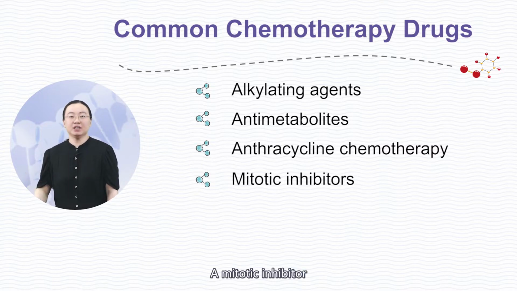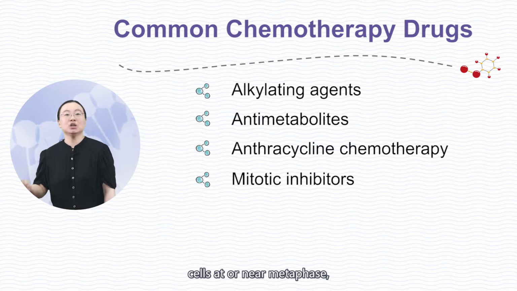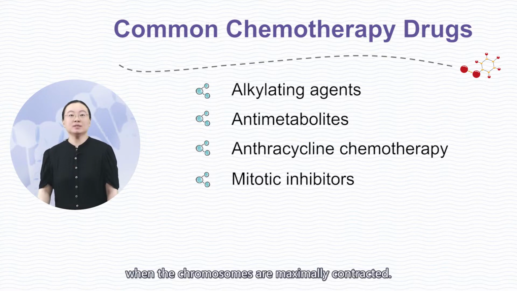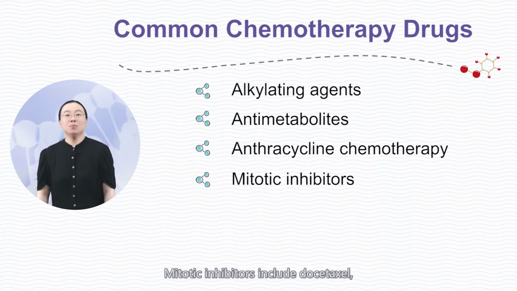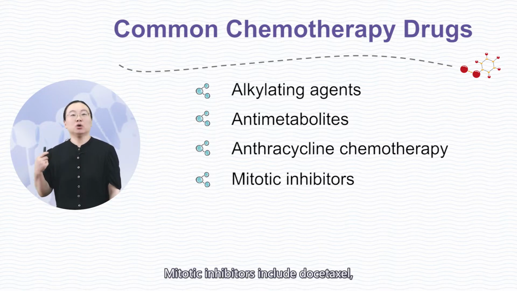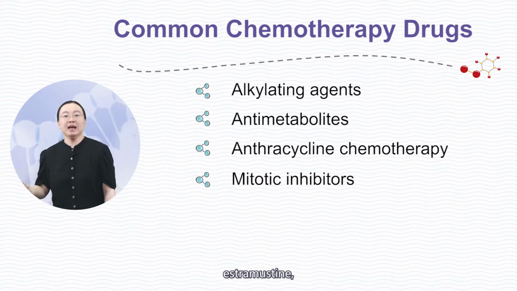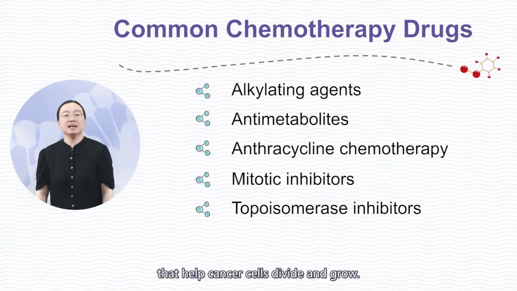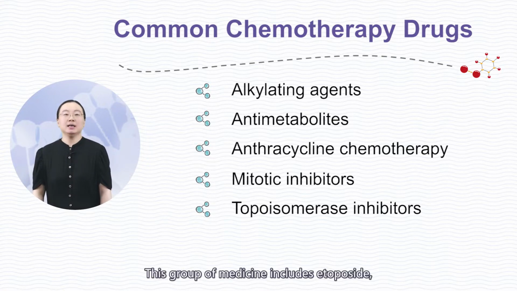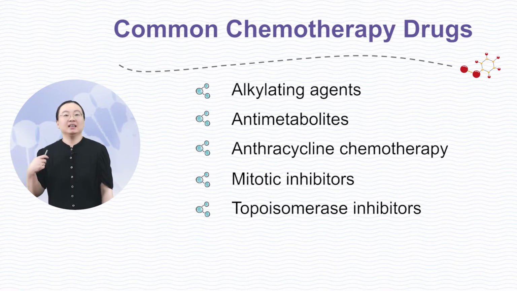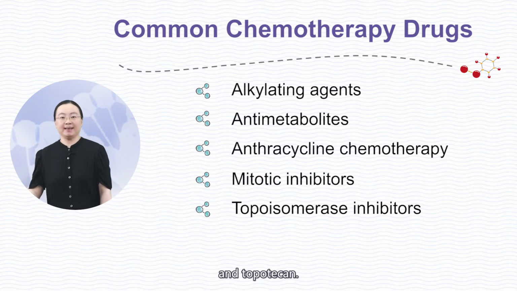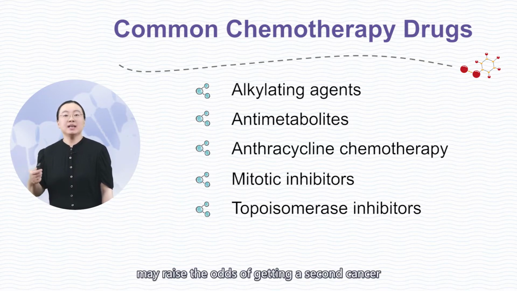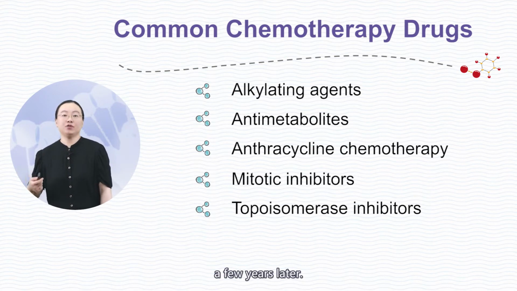A mitotic inhibitor can arrest the dividing cells at or near metaphase when the chromosomes are maximally contracted. Mitotic inhibitors include docetaxel, eribulin, paclitaxel, and vinblastine. Topoisomerase inhibitors attack the enzymes that help cancer cells divide and grow. This group of medicine includes etoposide, irinotecan, teniposide, and topotecan. Some of them, though, may raise the odds of getting a second cancer a few years later.